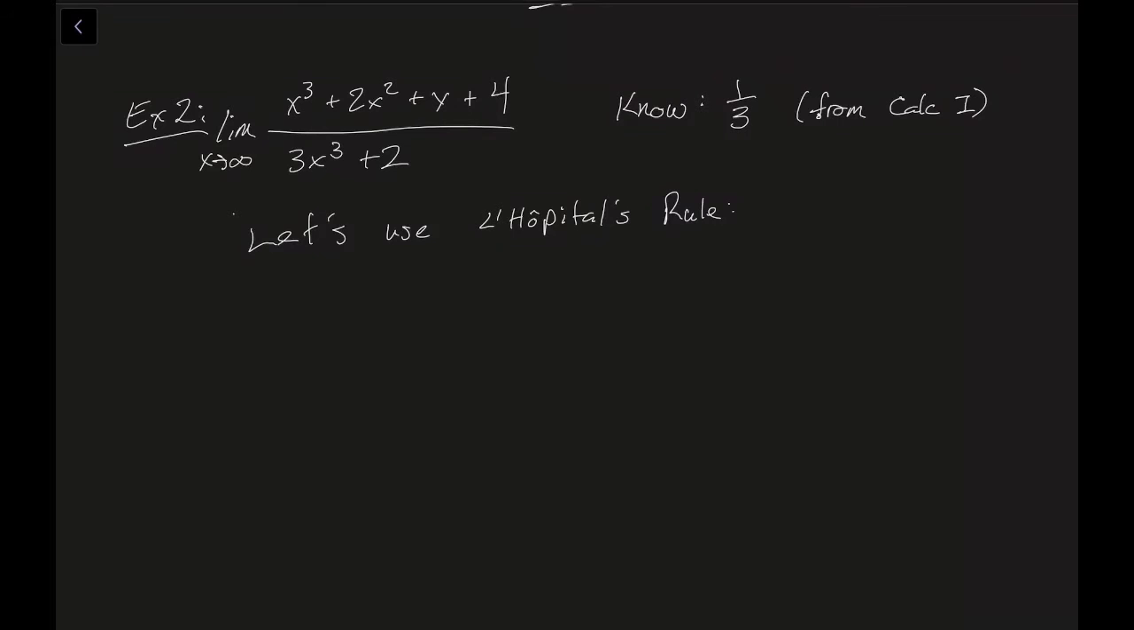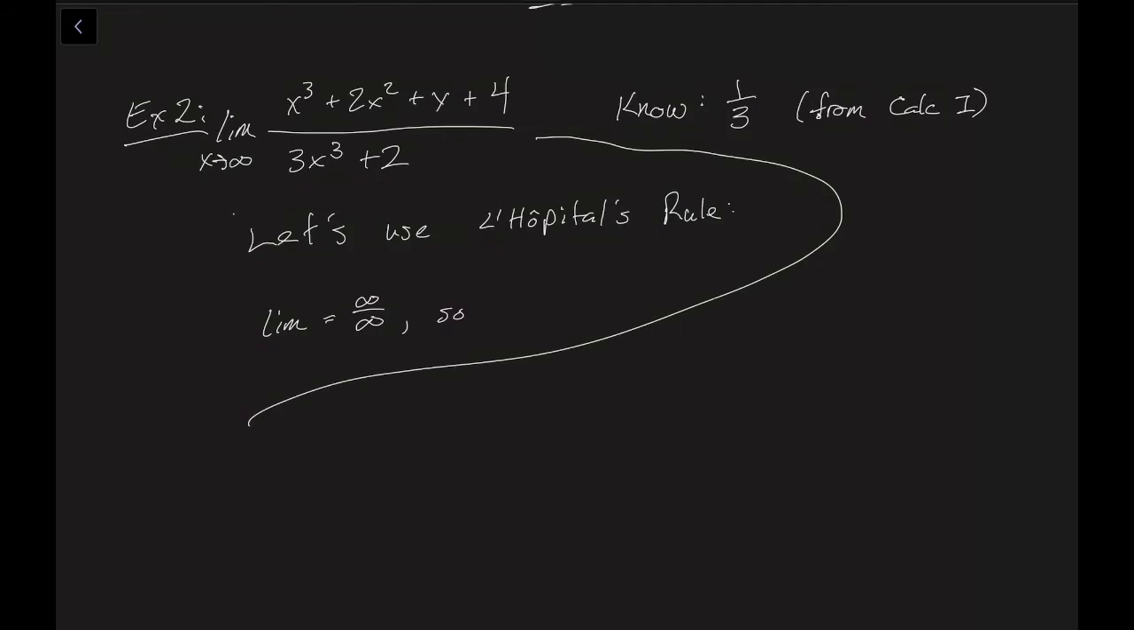And when we take the derivative of the top, we get 3x squared plus 4x plus 1, and the derivative of the bottom is going to be 9x squared. And we're still taking the limit as x approaches infinity. So in this case, we get infinity over infinity. So we're going to have to take the derivative again of the top and of the bottom. We're just using L'Hopital's rule again.